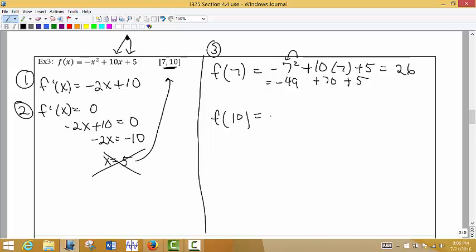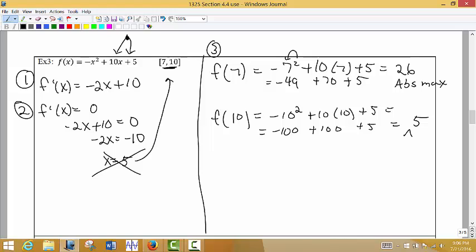When we plug in the 10, we get negative 10 squared plus 10 times 10 plus 5. Throw that in your calculator, being careful not to square the 10. And if you're doing it by hand, you should get negative 100 plus 100 plus 5, so we end up getting 5. So this becomes the absolute maximum value, and this is the absolute minimum value for this particular interval.